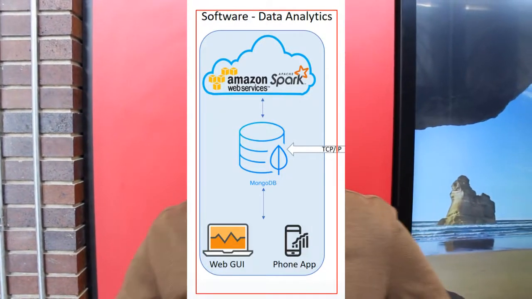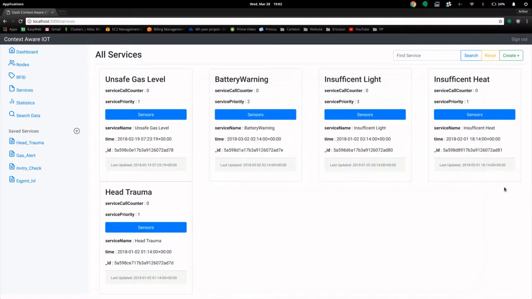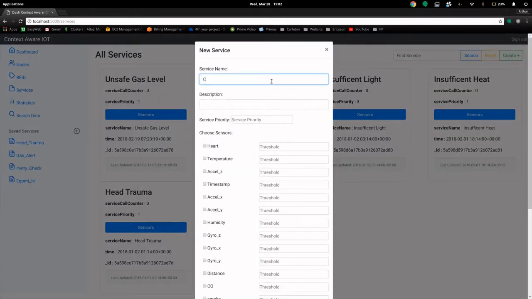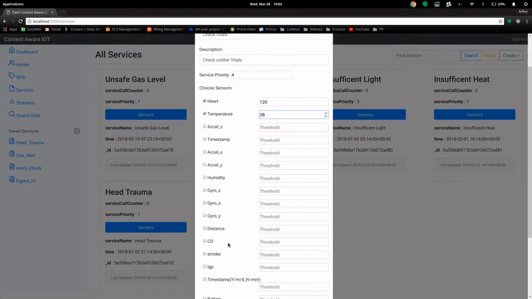When we talk about how our system is hardware independent, one of the big reasons that's true is that our software platform can easily be adjusted for different types of sensor hardware. For example, we'll look at the web GUI. Right now what you're seeing on screen is the process of creating a new service. Our definition of a service is a collection of different sensors and thresholds that collectively give meaningful information about a certain scenario. As you can see, it's very easy to check what sensors are in the system, group them together, and create a new service.